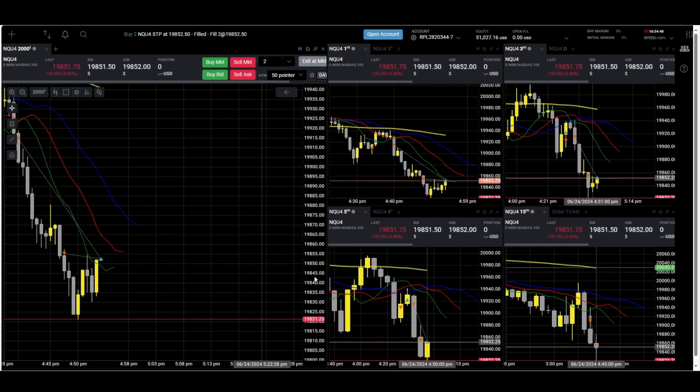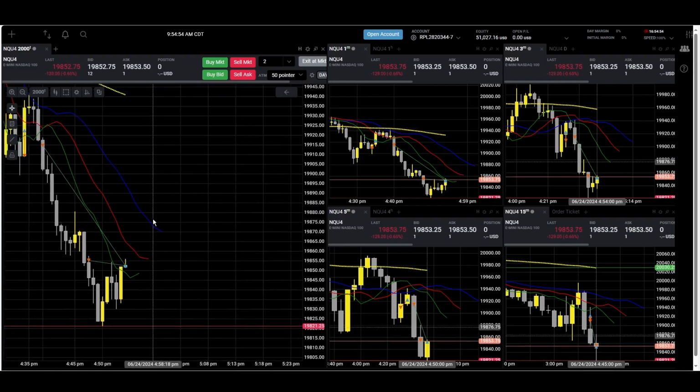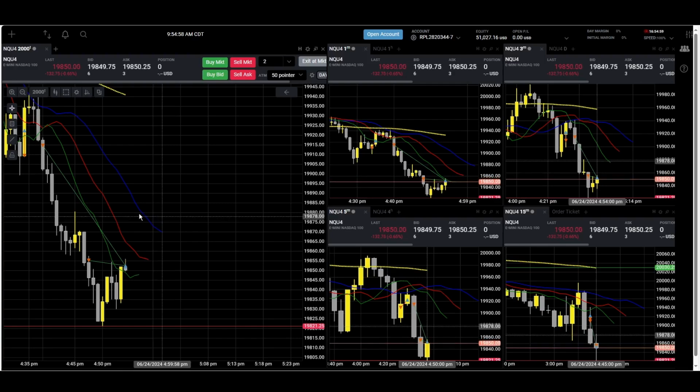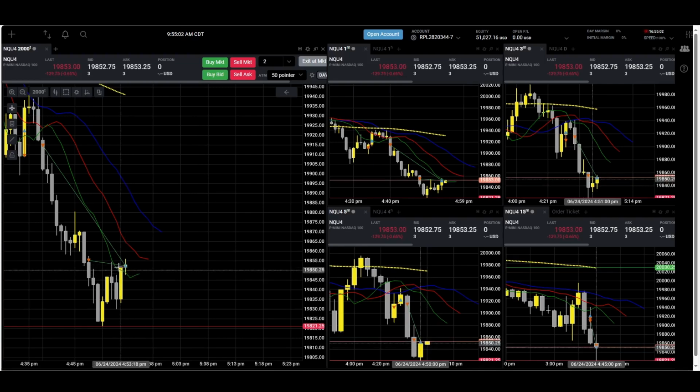Stop filled. Okay, and we are out of this trade. Well, was it the best managed trade ever? No, because here it was, I think, actually a mistake to wait for a candle to close about lips.